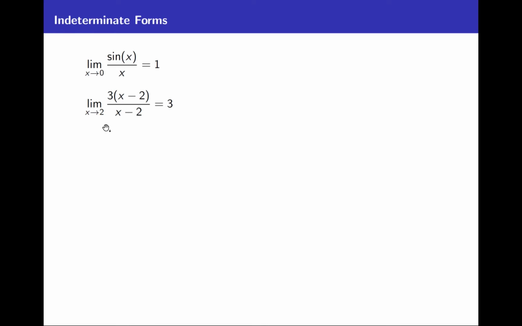Here's another limit. Limit as x goes to 2 of 3 times the quantity x minus 2 divided by x minus 2. In this limit, the numerator is turning into 3 times 0, and the denominator is turning into 0 as well. So this limit also has the form 0 divided by 0, but it's easy to evaluate. You just cancel the x minus 2's, and you get an answer of 3. Each of these limits, we say, is a limit of form 0 over 0. In each one of them, the numerator and the denominator are both approaching 0.